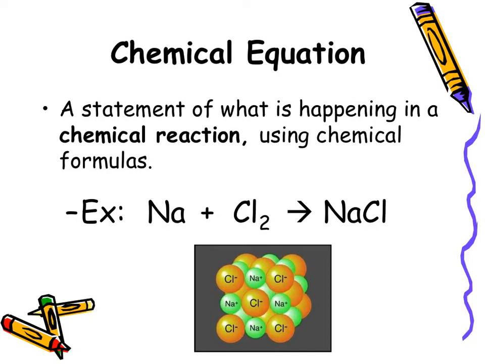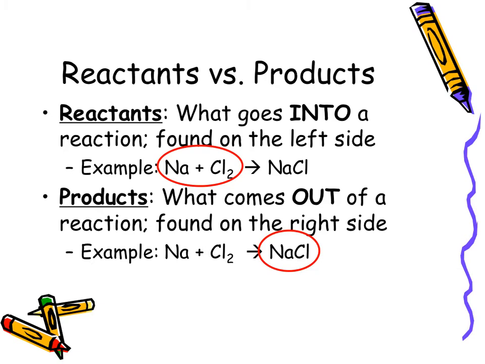And when you're doing a chemical equation, you're usually looking at the chemical formulas for those substances. So in this case we have Na for sodium, Cl2 for chlorine, and that combines to make sodium chloride. Now, if you've listened to how I've been saying these chemical reactions, you'll notice that I'm talking about things that are going into the reaction and things that are coming out of the reaction. And these things actually have names.